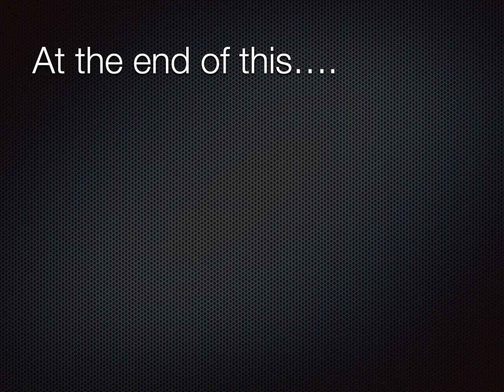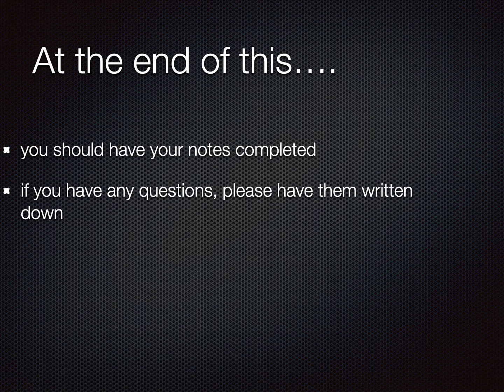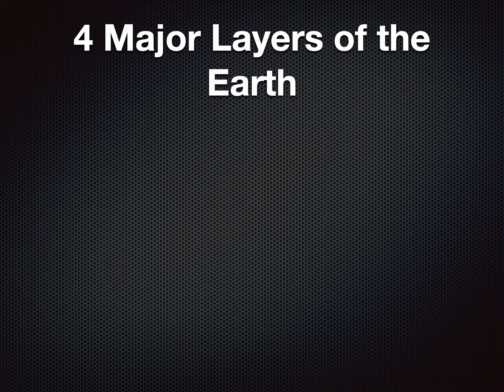And then at the end of this, you should have your notes completed, and if you have any questions, you have them written down. Now let's get into 6.E.2.1, 4 layers of the Earth, first of all. We have major layers of the Earth, and then there are sublayers, which we're going to talk about next. The order of the layers of the Earth that I'm going to give you is from where you're standing down, going towards the center.